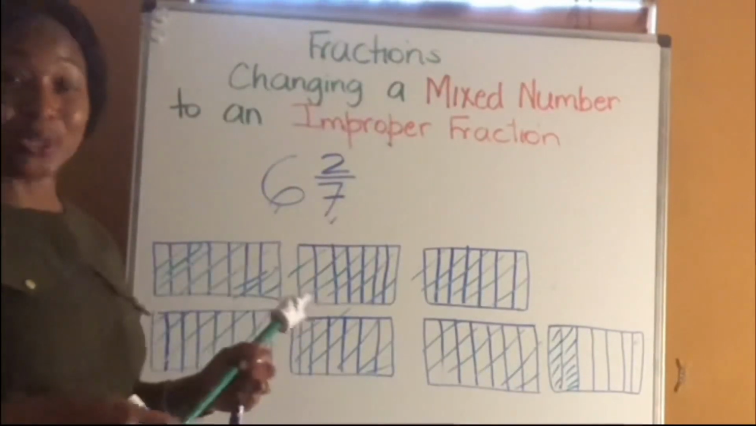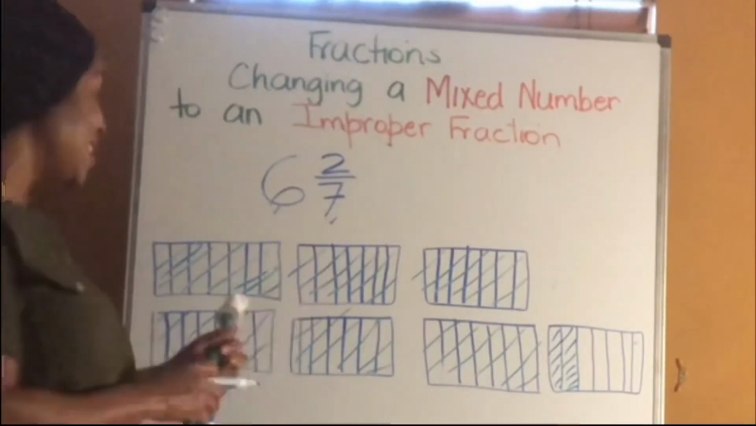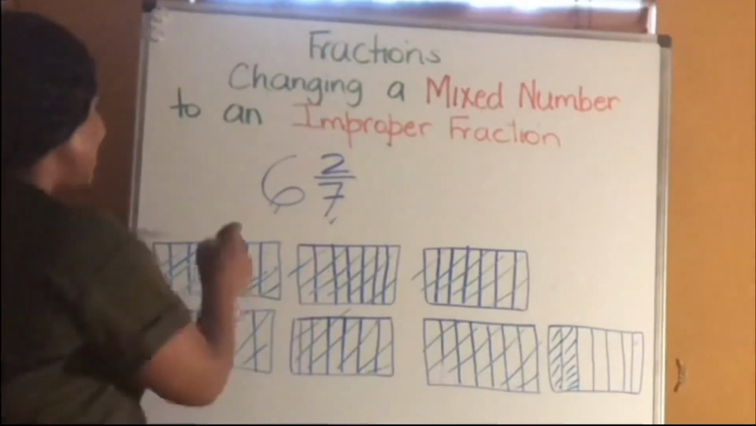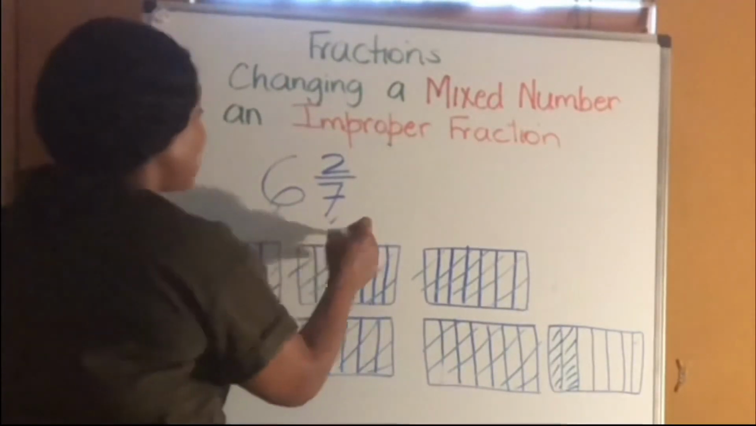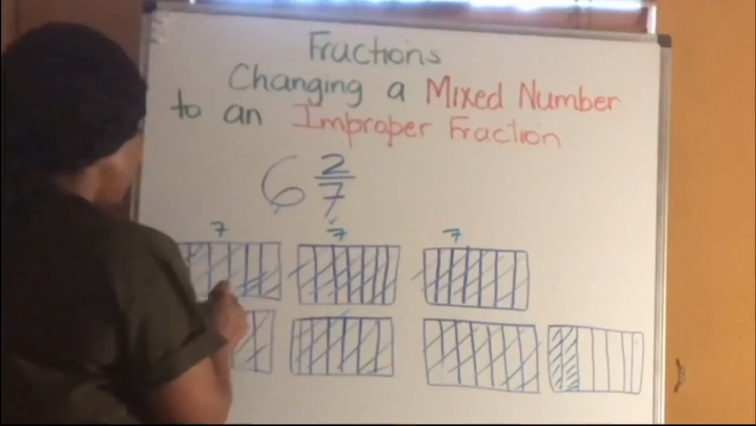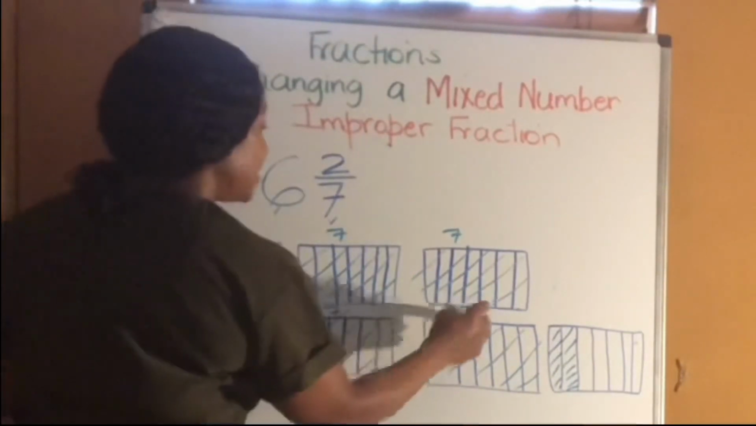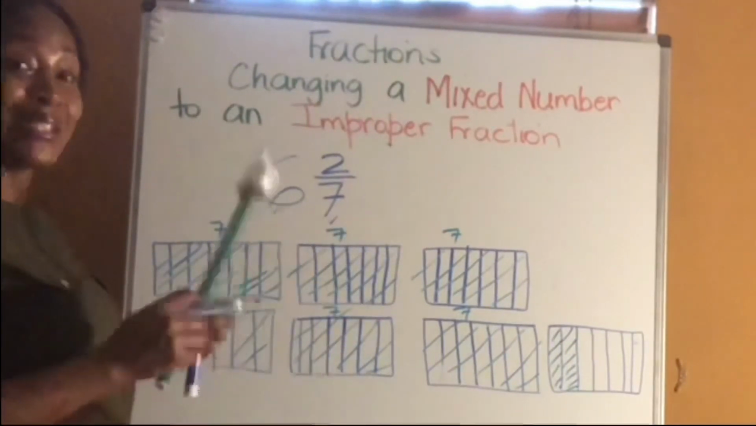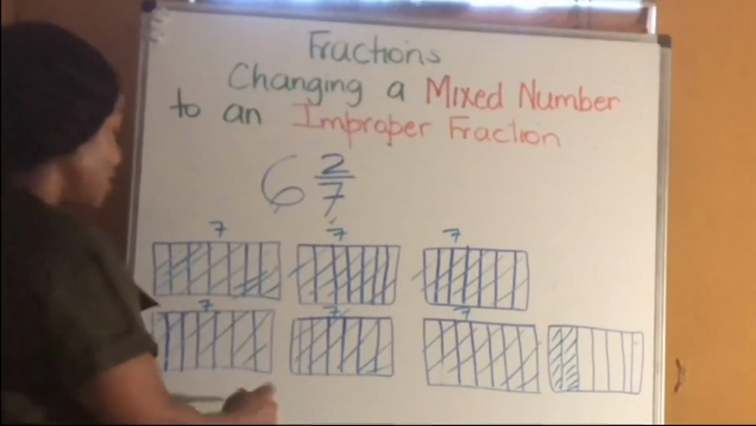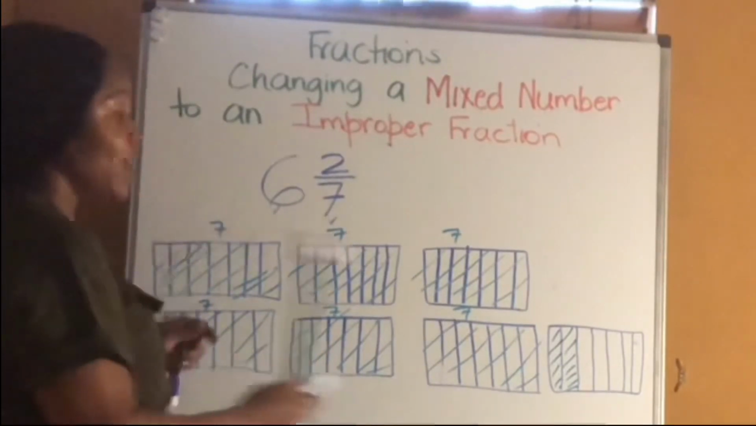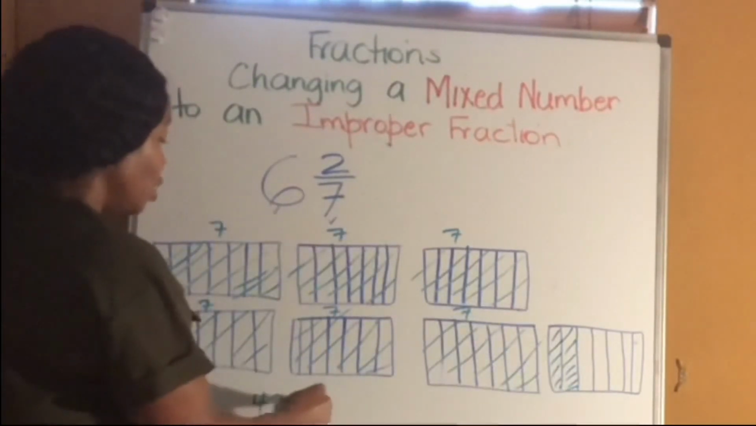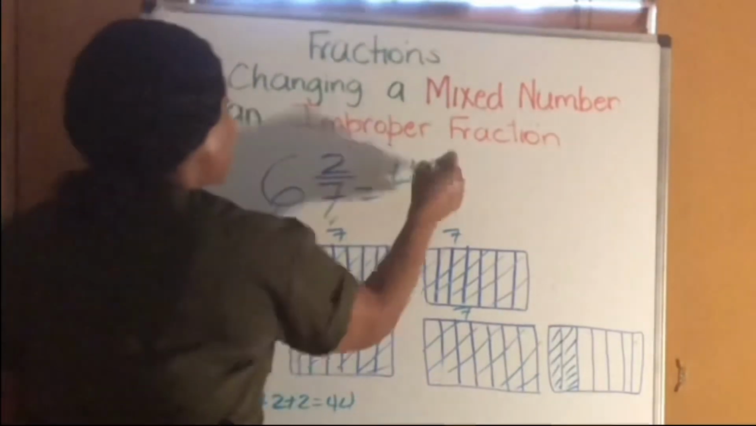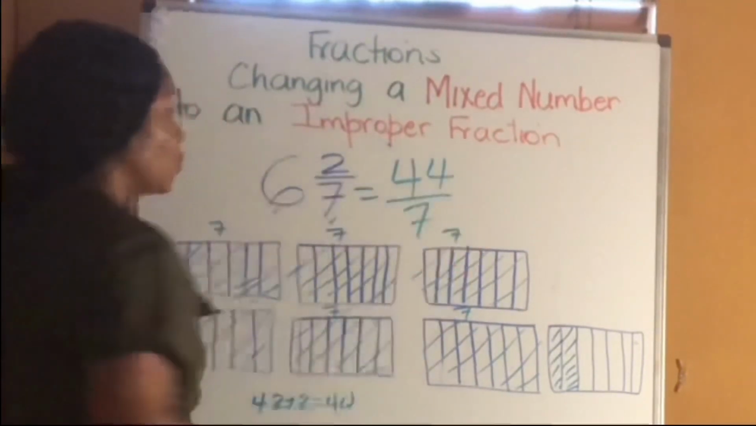All we need to do is count. The only thing is we have a lot of counting to do if we don't know our times table. So this is 7 plus 7 plus 7 plus 7 plus 7 plus 7. How many 7s? 6 of them. So 6 sets of 7, that's going to give us 42. And then we have 2 more. So 42 plus 2, that would be 44. It simply means that our answer would be 44 sevenths.